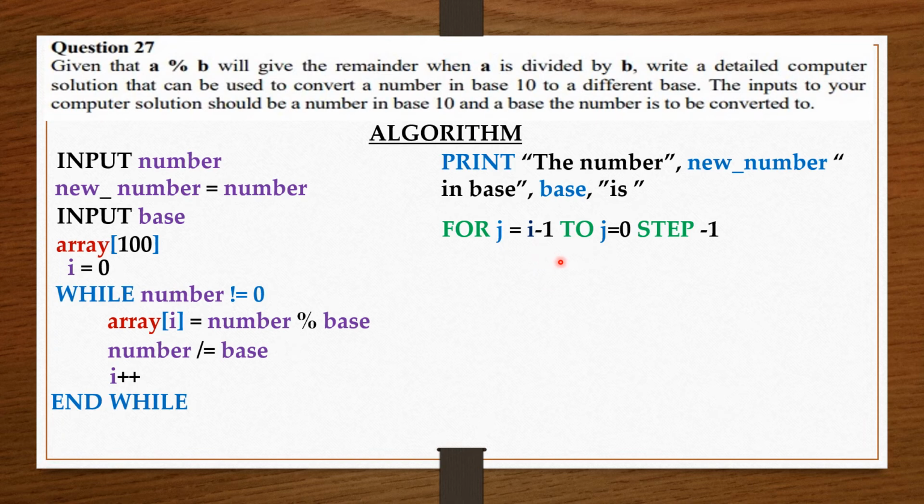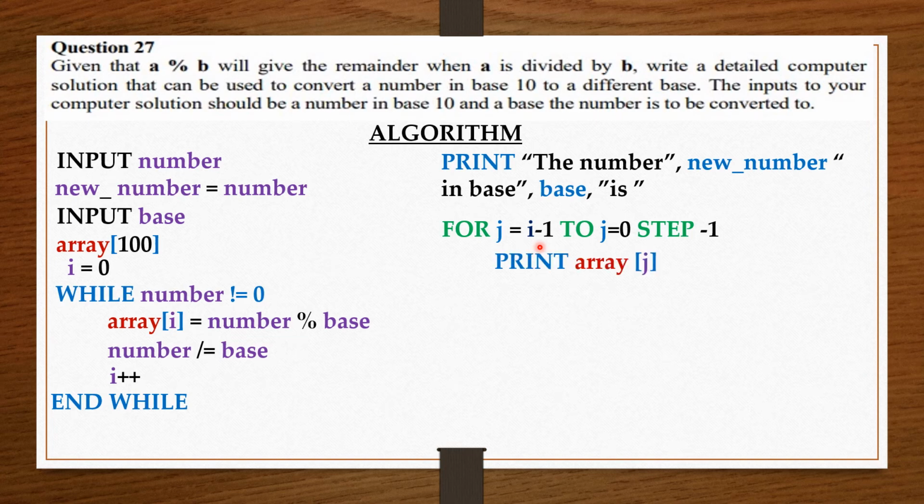Now the last container is not I but I minus 1, because before this while loop ended, we increased I by 1. Meaning the containers with the remainders will be 1 more than the actual number of containers with remainders. That is why we are taking 1 from the number of containers before we come here and then we say print array j.